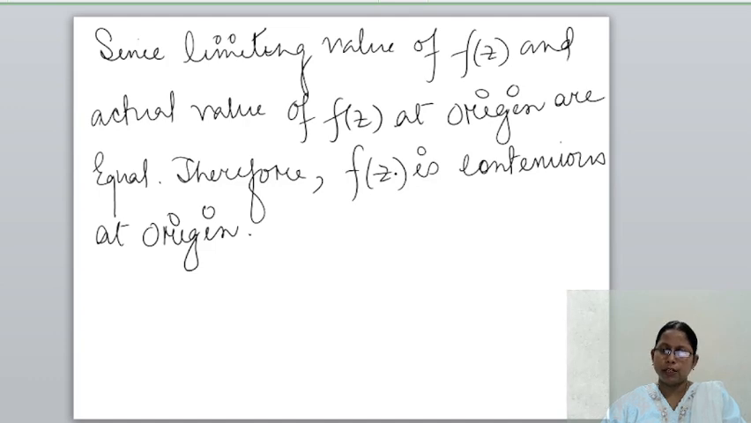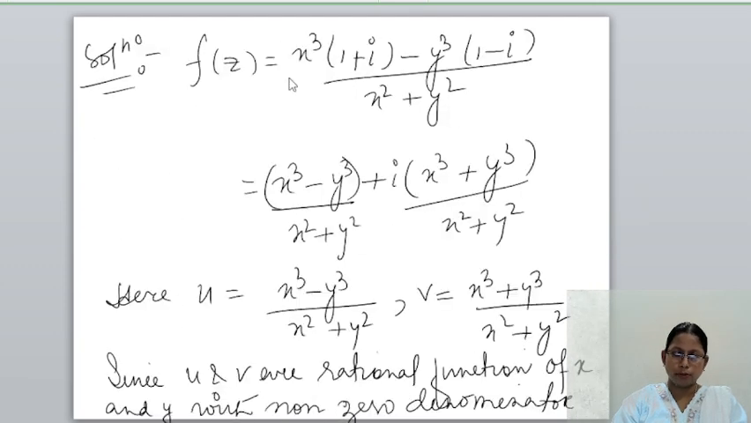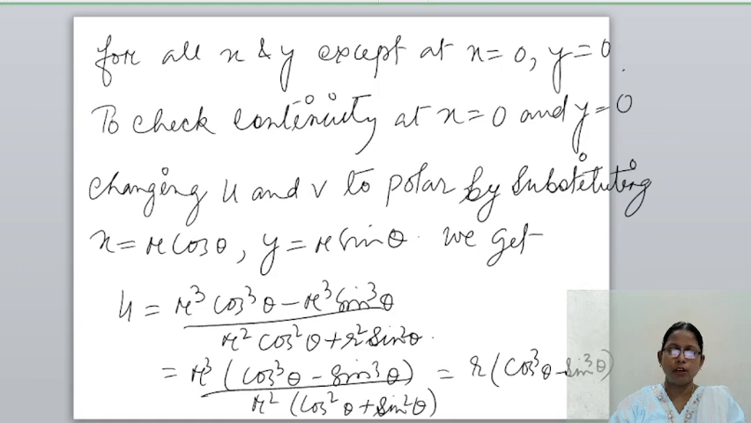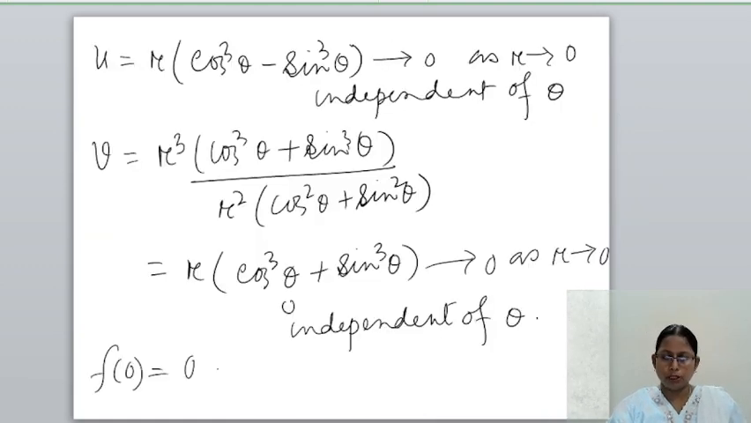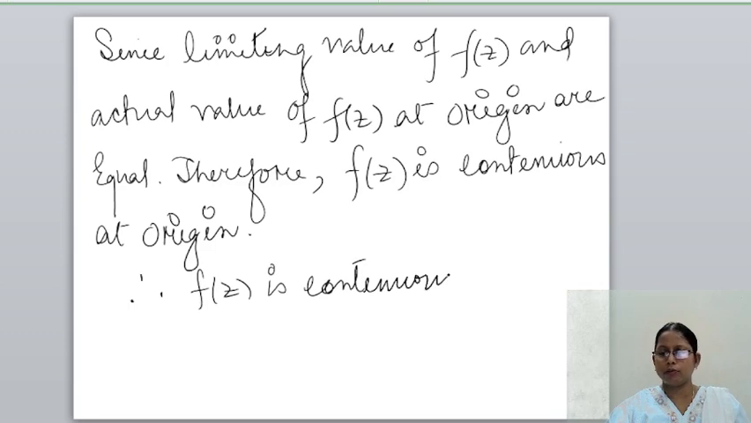Since f(z) is continuous at all points except the origin, we have already proved this here. f(z) is a rational function. f(z) is continuous for all values of x, y except at the origin. Here we have seen f(z) is continuous at the origin. That means f(z) is continuous for all values of z. Therefore, f(z) is continuous for all values of z.